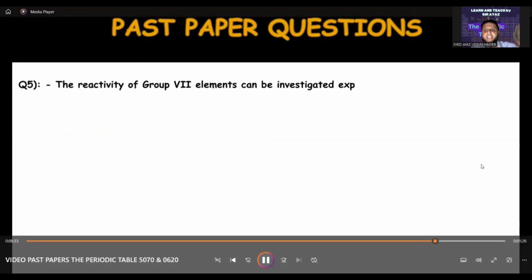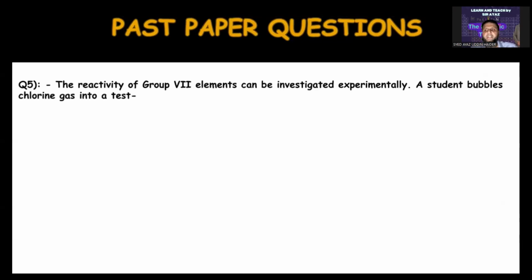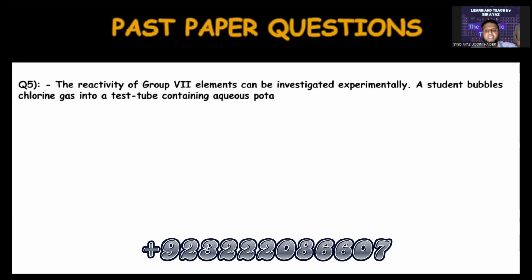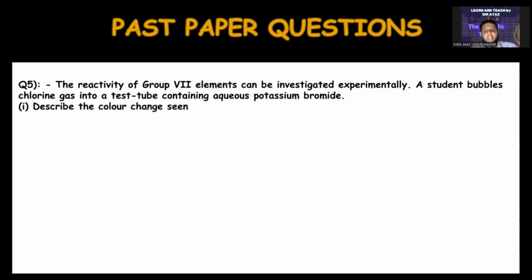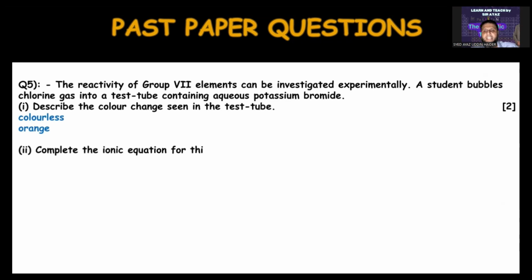Question number 5, the reactivity of group 7 elements can be investigated experimentally. A student bubbles chlorine gas into a test tube containing aqueous potassium bromide. Number 1, describe the color change seen in the test tube. So this is a reaction between chlorine gas and potassium bromide. Simply the color will change from colorless to orange due to the formation of bromine.